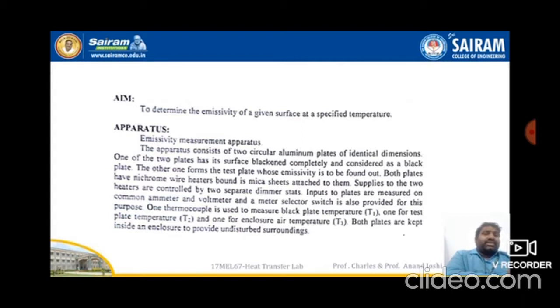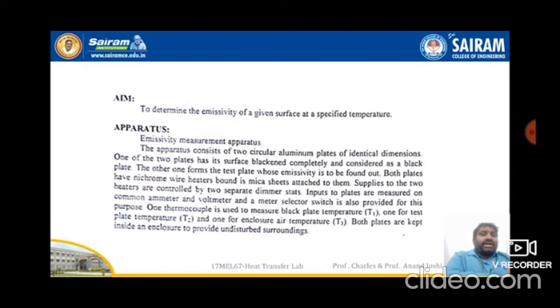So here the apparatus is the emissivity measurement apparatus. The apparatus consists of two circular aluminum plates of identical dimensions. One of the two plates has its surface blackened completely and is considered the black body or black plate, and the other forms the test plate whose emissivity is to be found out. Both plates have nichrome wire heaters bound in mica sheets attached to them. Supplies to the two heaters are controlled by two separate thermostats.